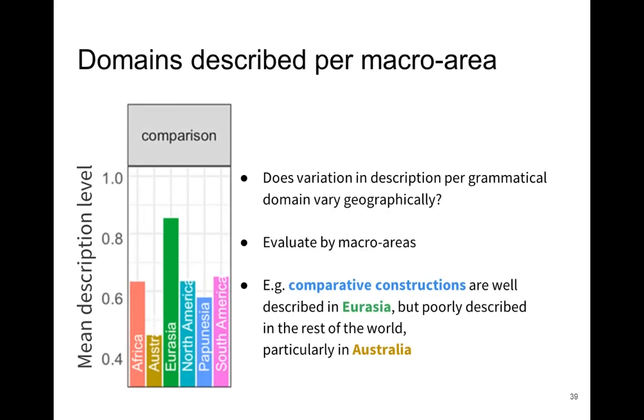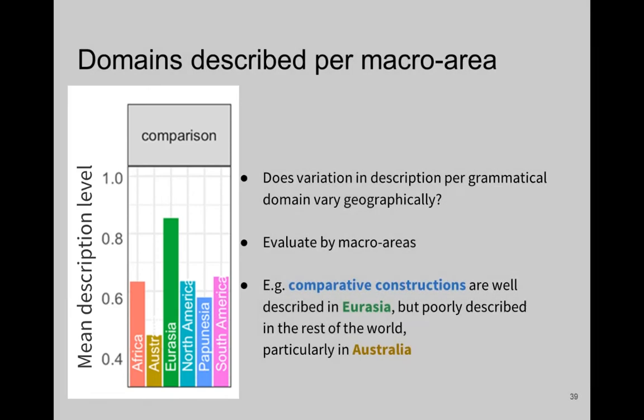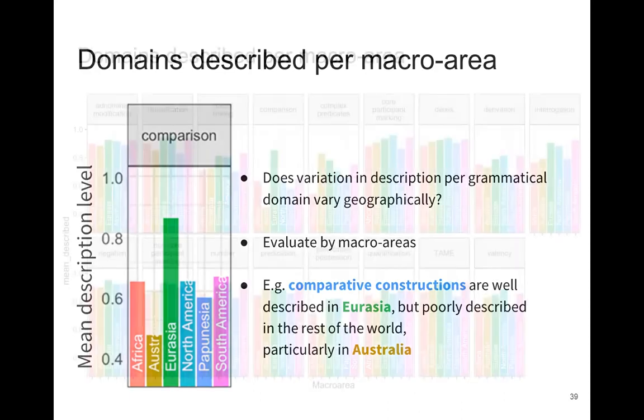We now move on to variation we found across macro areas. Does variation in description per domain vary geographically? Here we see the 6 macro areas used by Glottolog that we also used, which are Africa, Australia, Eurasia, North America, Papuasia, and South America. The graph also displays their mean description scores for comparative constructions. These are best described in Eurasia, but less well described in other parts of the world. They are particularly poorly described in Australian languages.